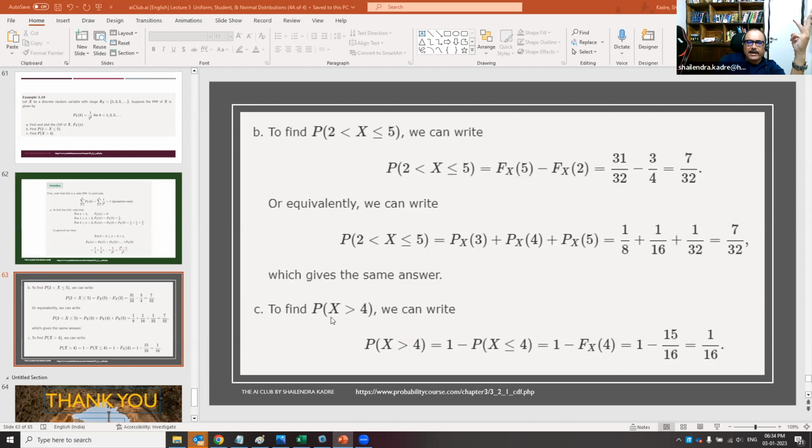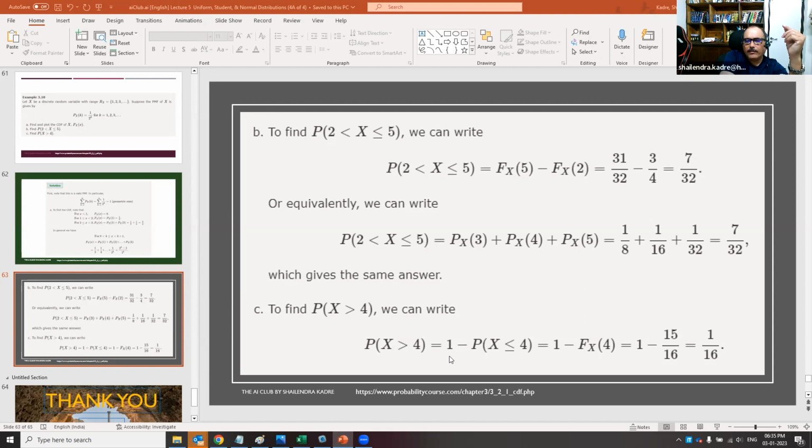Now, P(x greater than 4). So it will be 1 minus P(x less than equal to 4). So you have to do 1 minus the probability of x less than equal to 4. So you see the expression. Now if you calculate, what will be the value of P(x less than equal to 4)? X less than equal to 4, so the values of k are 1, 2, 3, 4. What will be the value? If you calculate that value, it will be 15 by 16.